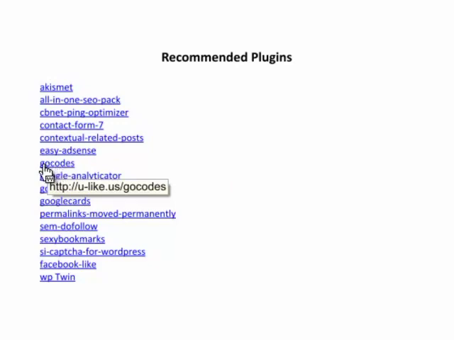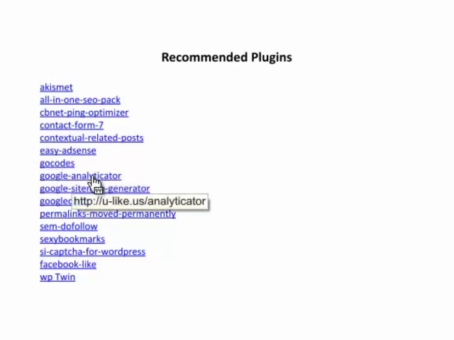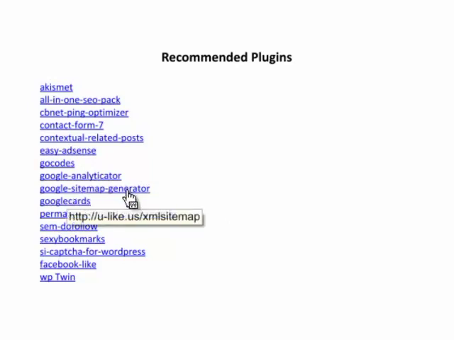Go Codes is a great redirect script for affiliate links. Google Analyticator is a great way to easily install Google Analytics on your WordPress website. The sitemap generator generates a sitemap that's compliant with Google Webmaster Tools, Yahoo Site Explorer, and Bing Webmaster Tools.